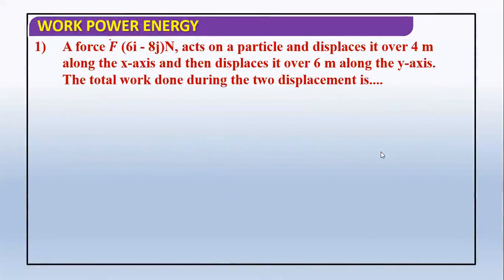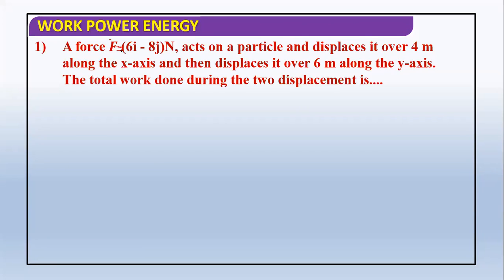Okay, so this is the first problem that we are going to discuss. A force of F equal to 6 i cap minus 8 j cap acts on a particle and displaces it over 4 meter along the x-axis and then displaces it over 6 meter along y-axis. The total work done during the two displacements.